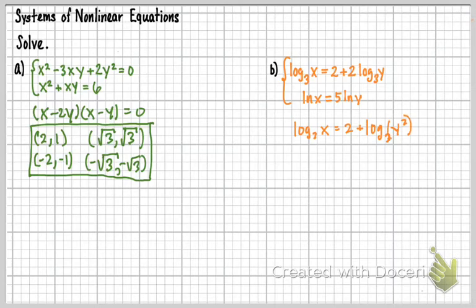And then now I'm going to move it to the other side, so I'm going to subtract it over. So this is going to be log base 3 of x minus log base 3 of y squared, and that's going to equal 2. So now I'm going to put my logs together because I can by quotient rule. It's going to be log base 3 of x over y squared, and that equals 2. Now I'm going to use my equivalence property, so 3 to the power of 2 equals x over y squared.